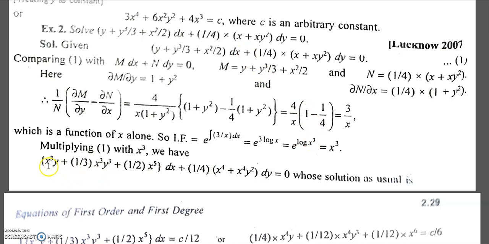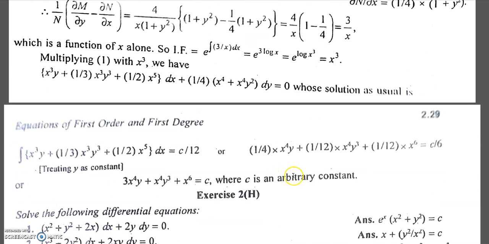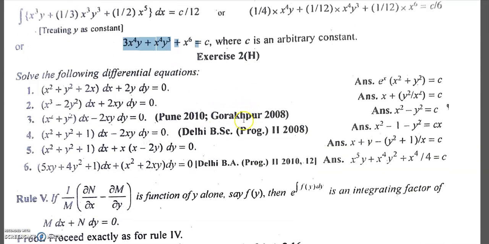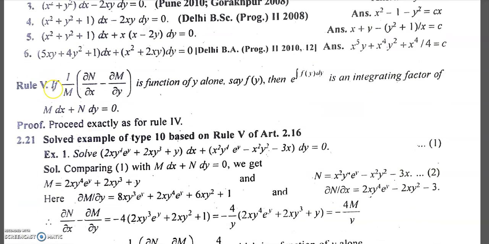Now multiplying by x cube, this equation is now exact. So how do we solve it? Integrating M dx, treating y constant, plus integrating those terms of N which do not contain x, but both the terms contain x, so we are not integrating the second term, equal to an arbitrary constant. So this is our solution. Now you do the same exercise in the same manner, 2h. Next, rule 5. So rule 5 is that earlier we did what? 1 by N.